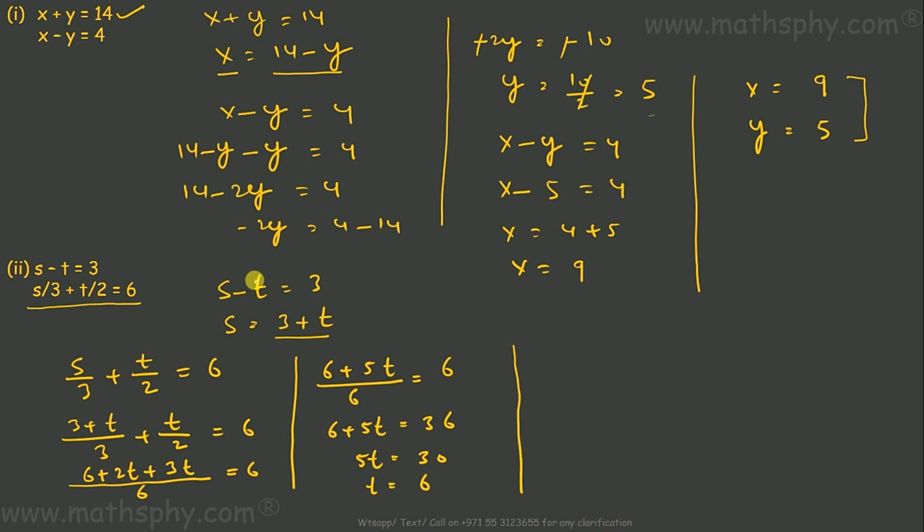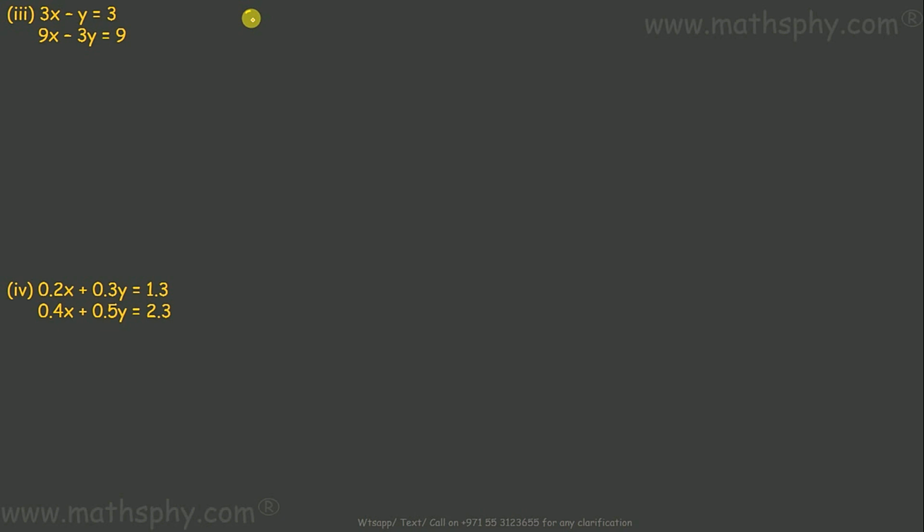Let's put this t into this equation here. s minus t equals 3. So s minus t, which is 6, equal to 3. t is 6 here. So s would be 3 plus 6, 9. So I have s as 9, t as 6. That's the answer here.